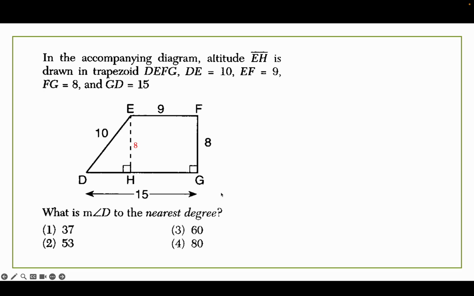All right, so now the sine of angle D is going to equal 8 over 10. So sine inverse of D will be 8/10. Sine inverse of D is 0.8000, and that means D is 53 degrees, choice 2.